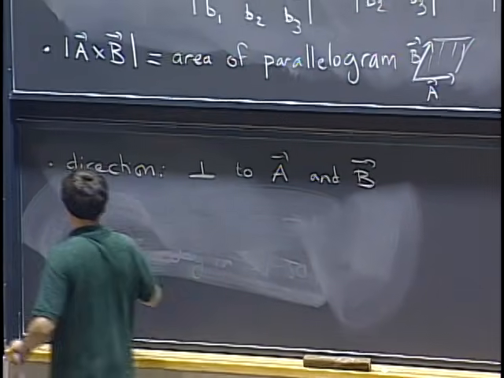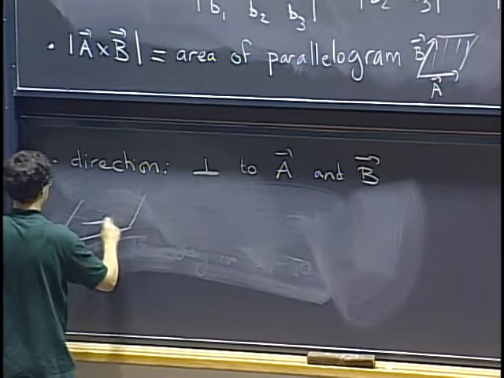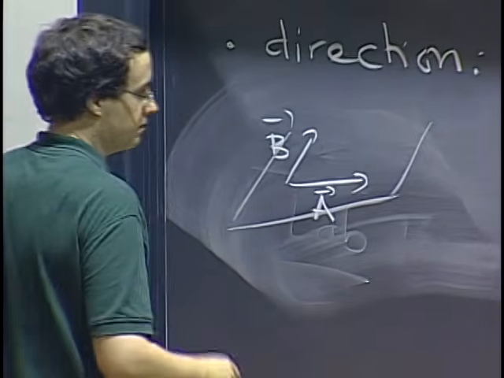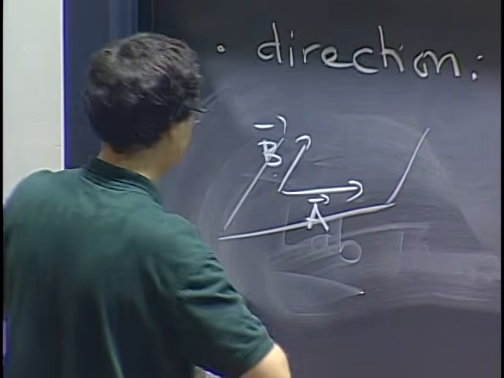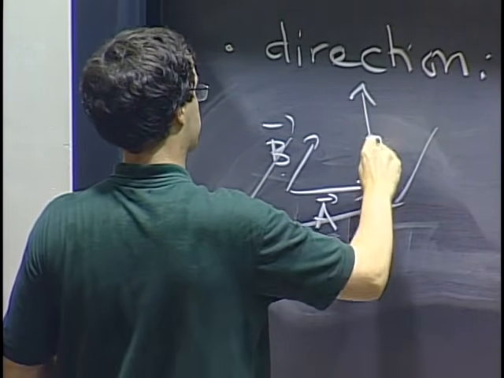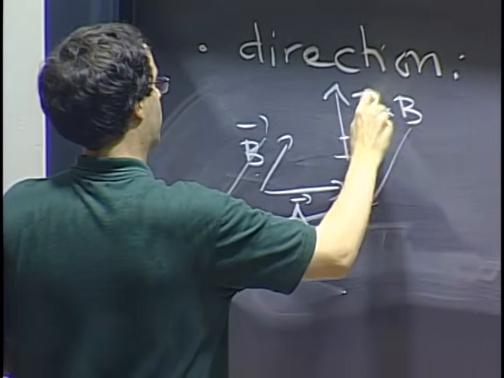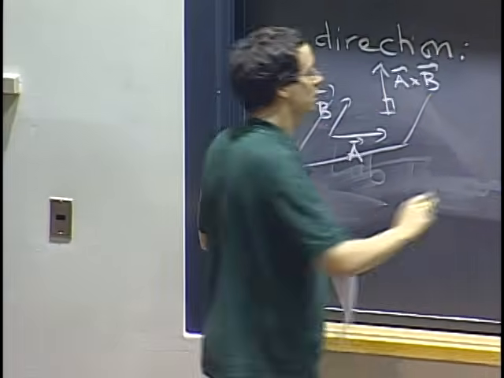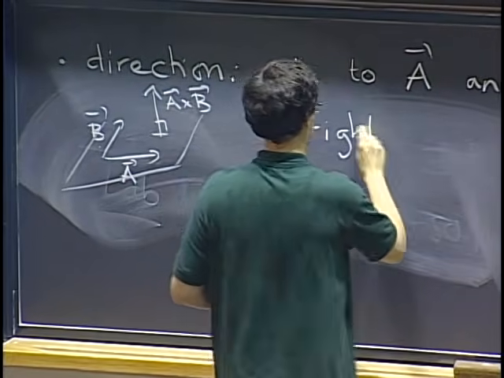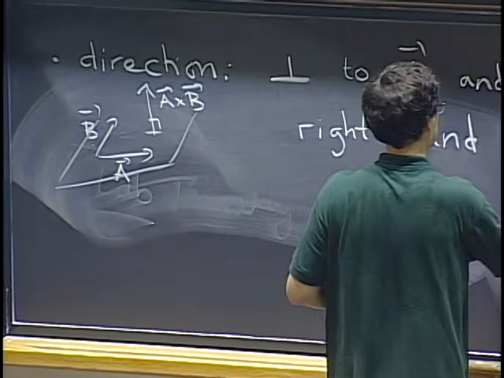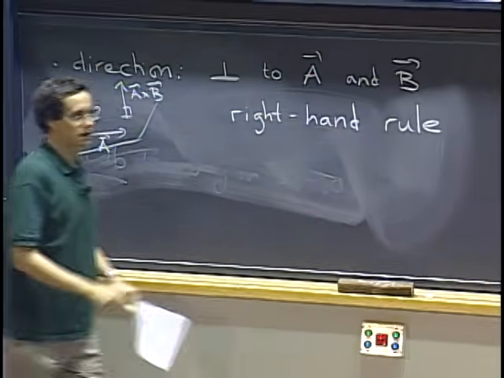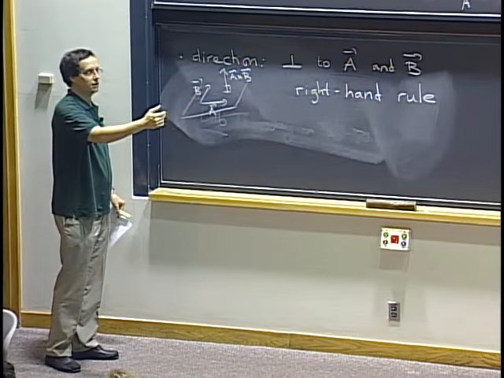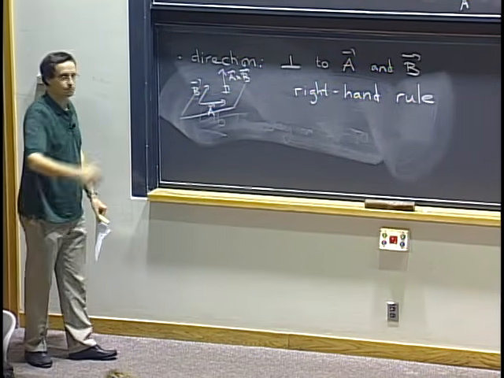So if I draw A and B in a plane, they determine a plane together, then the cross product should go in the direction that's perpendicular to that plane. Now, there are two different possible directions that are perpendicular to a plane, and to decide which one it is, we use the right-hand rule. It says if you extend your right hand in the direction of vector A, then curve your fingers in the direction of B, then your thumb will go in the direction of the cross product.